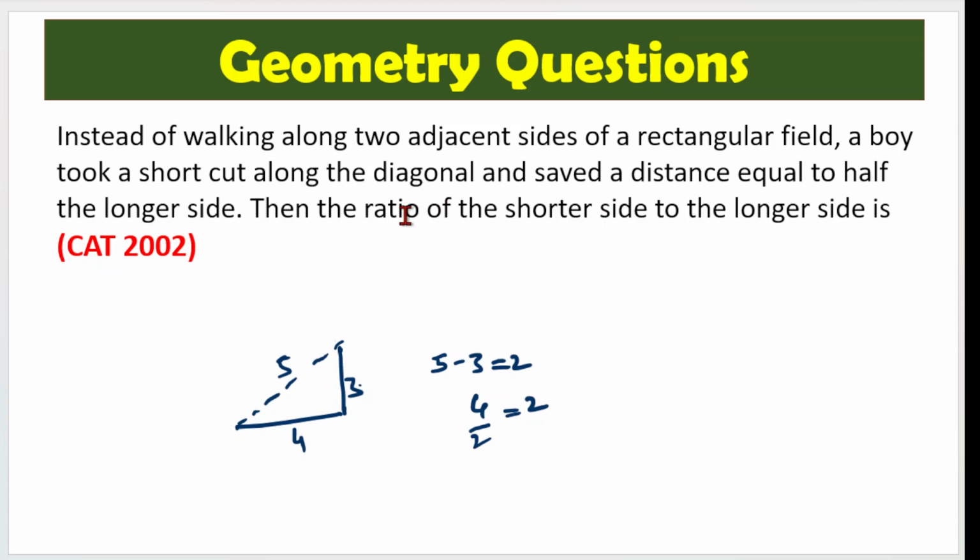Now, what is it saying? The ratio of the shorter side to the longer side. That is 3 by 4. The answer is 3 by 4. This is such a simple problem.